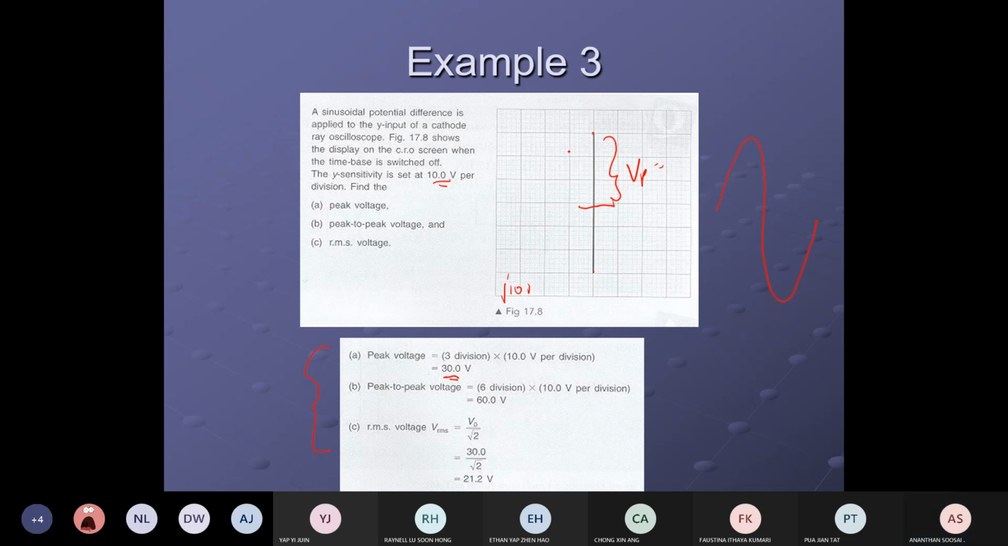So peak-to-peak, of course, is 60, right? So the RMS voltage is just peak voltage over root 2. It's 21.2.